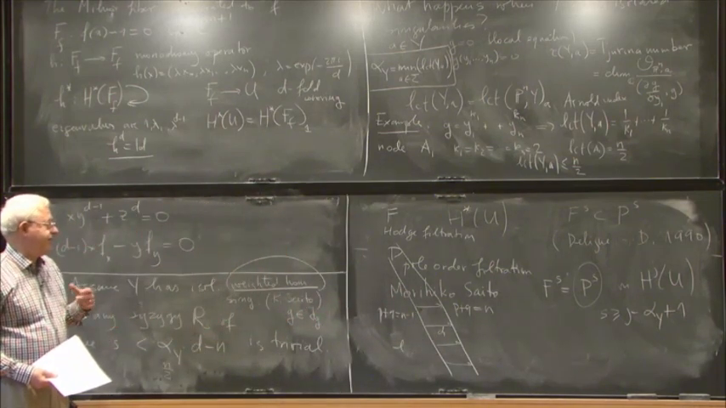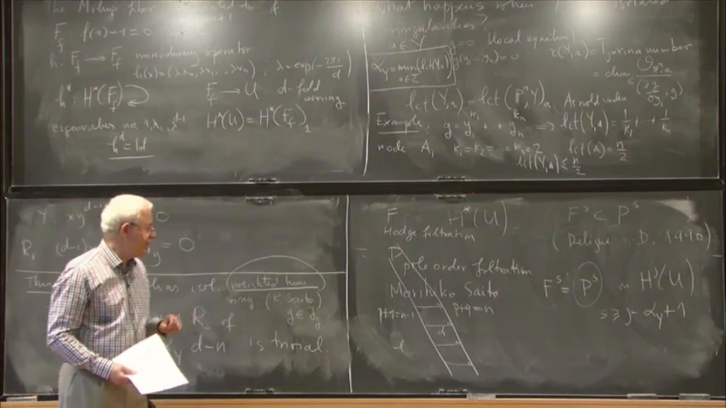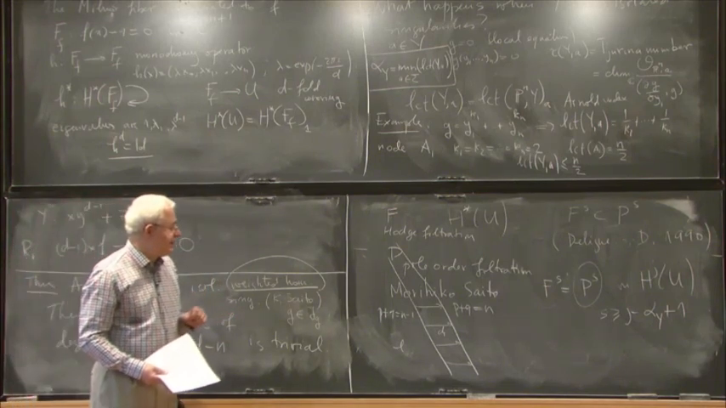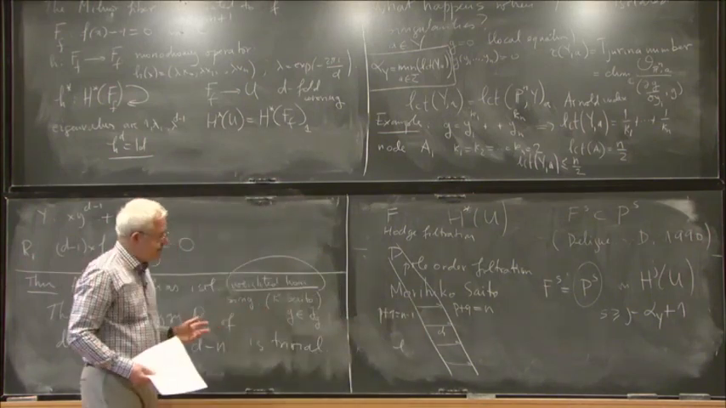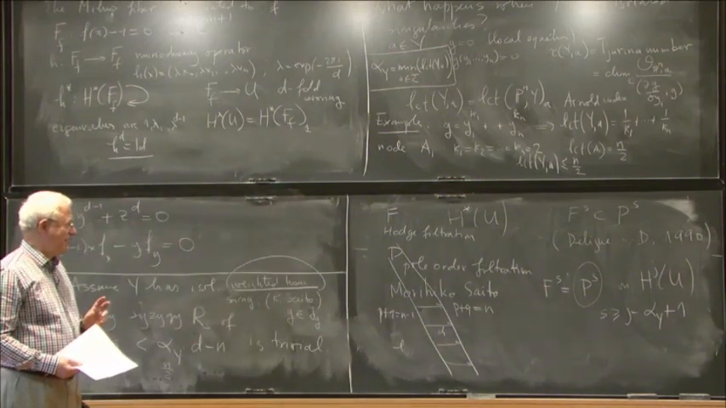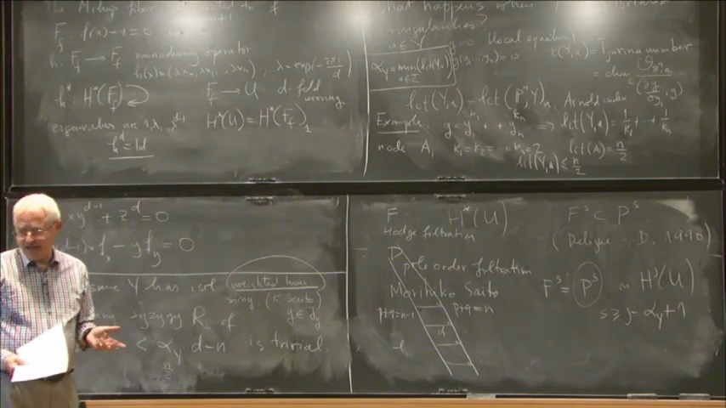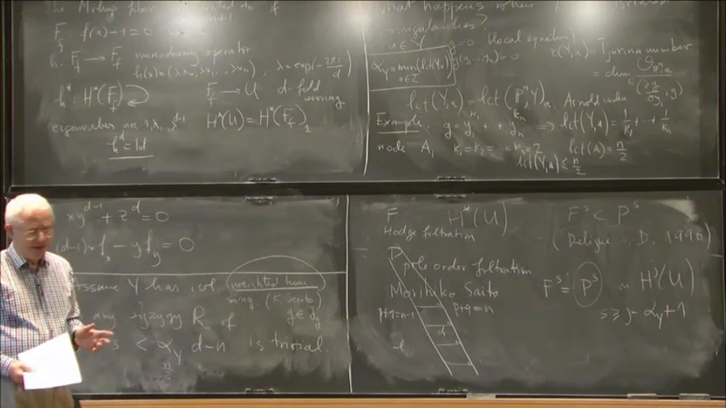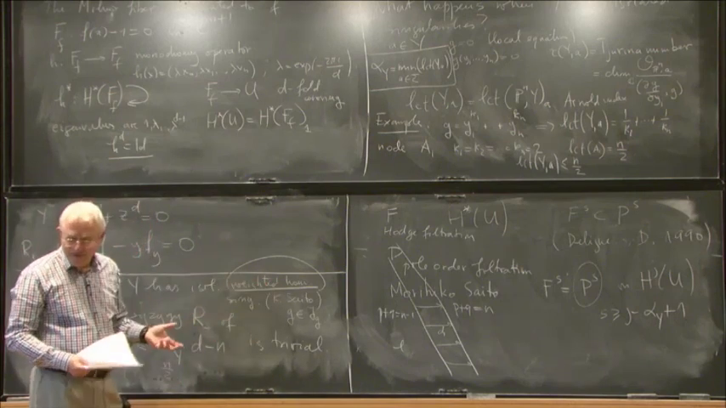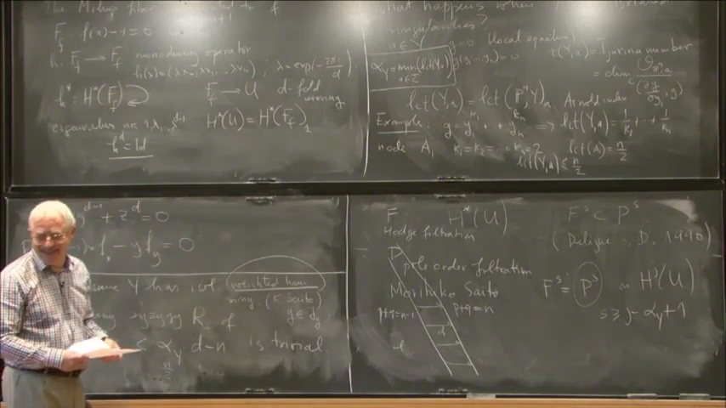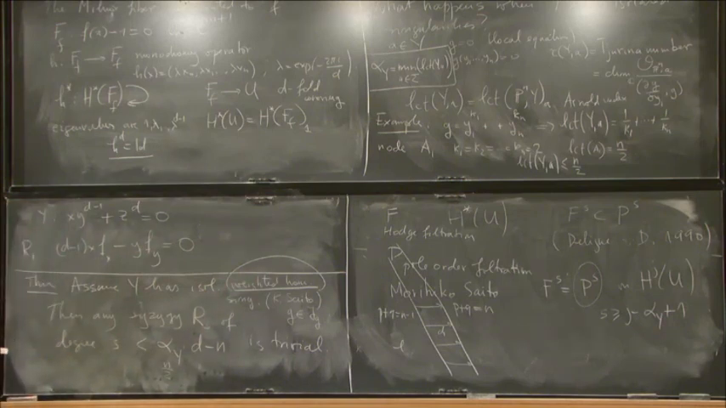And for weighted homogeneous singularities, the spectral sequence behaves as if it degenerates at E2. We believe it degenerates at E2, but we are not able to prove it. But for singularities which are not weighted homogeneous, we can prove that it does not degenerate at E2. And because of that, the control of non-weighted homogeneous singularities is much more complicated.